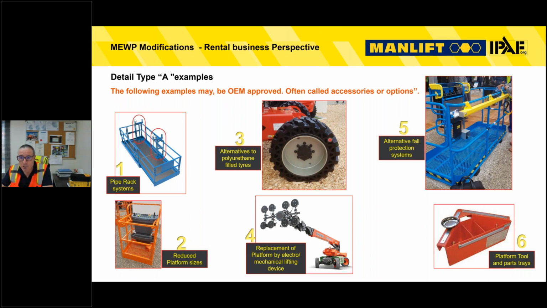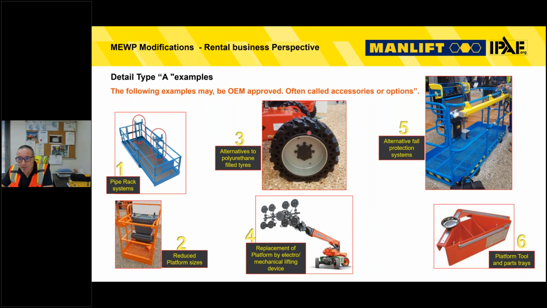It's counterbalanced. So a polyurethane or foam filled tire will weigh a certain weight. Let's just say it weighs about 300 kilograms. If we replace it with a solid tire of a different type, maybe we don't have the same counterweight, so we're actually affecting the MEWP stability by changing that tire.